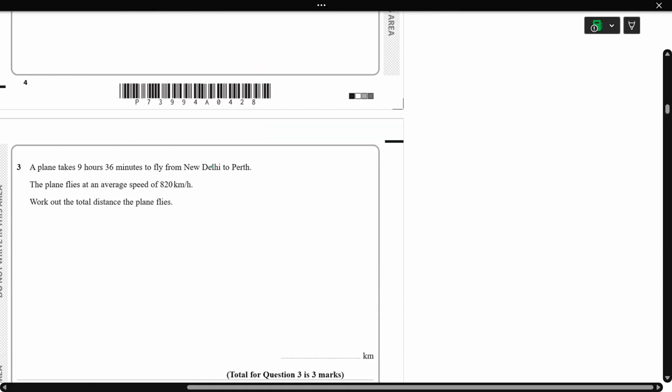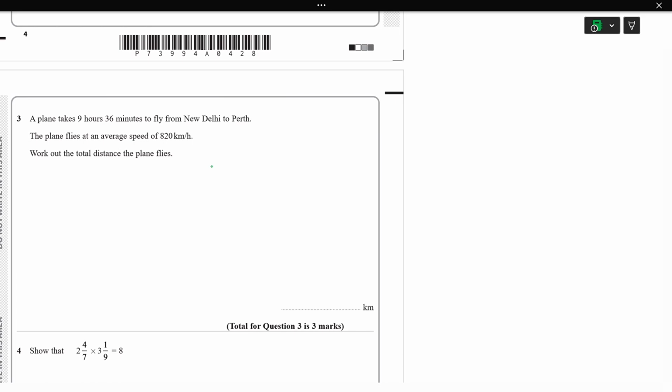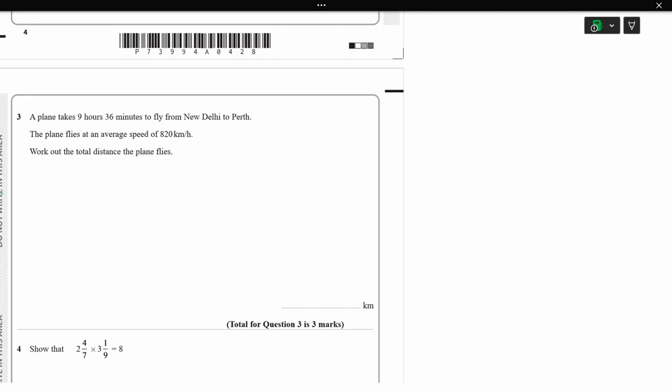The next question: a plane takes 9 hours 36 minutes to fly from New Delhi to Perth. The plane flies at an average speed of 820 km per hour. Work out the total distance. Distance equals speed times time. So the speed is 820 kilometres per hour.